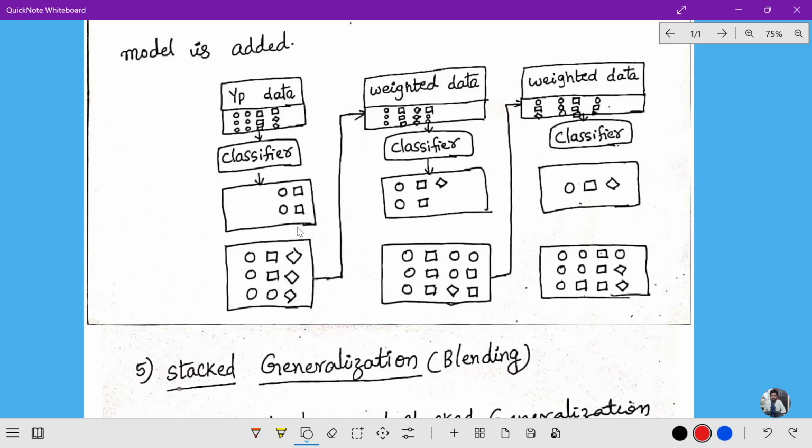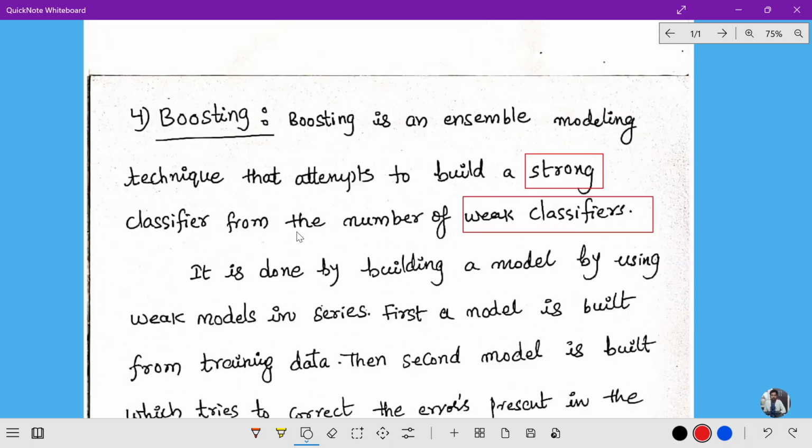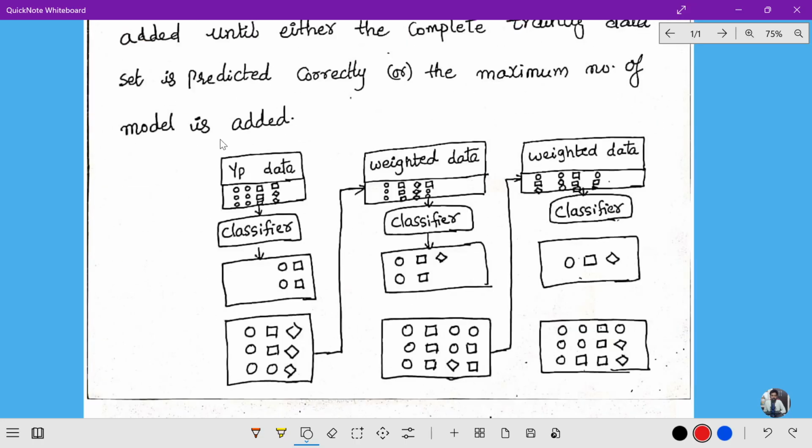You observe here, this diagram belongs to boosting. This is called the input data. After the input data, we are going to use some classifier. This classifier will generate some data. Again, after this classifier, we get this data, and we are going to add some weights here.